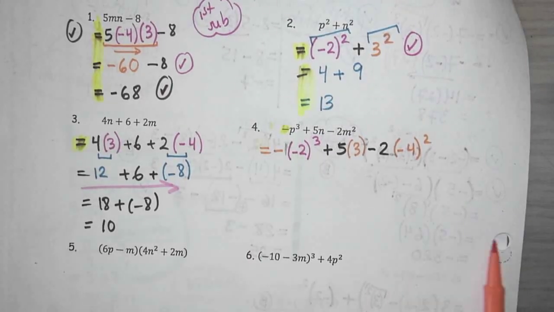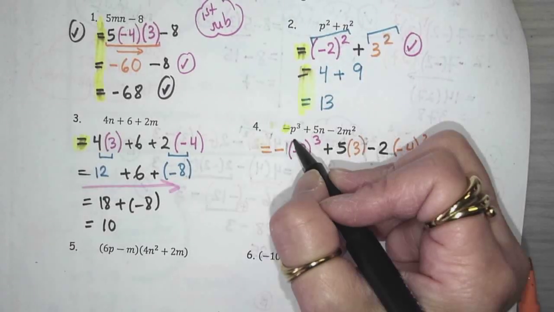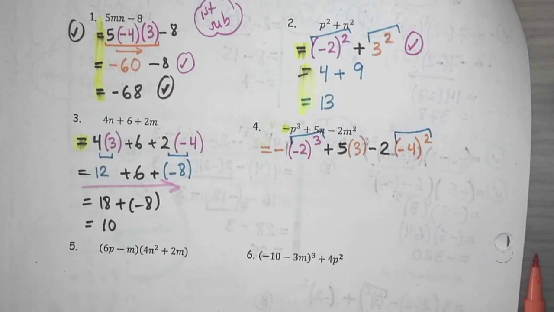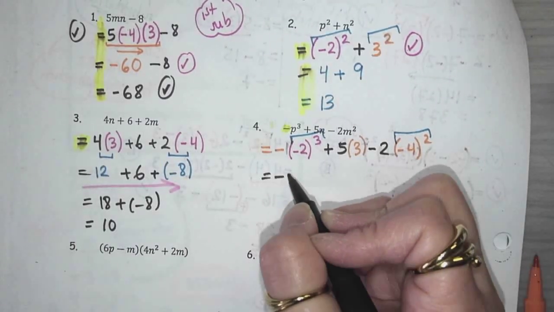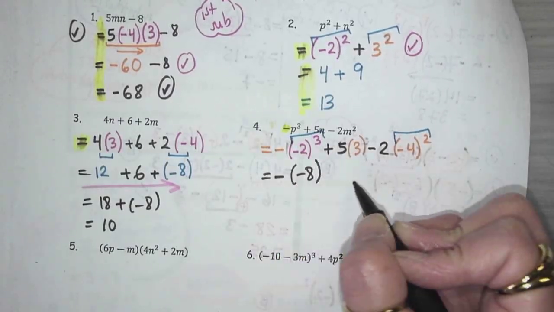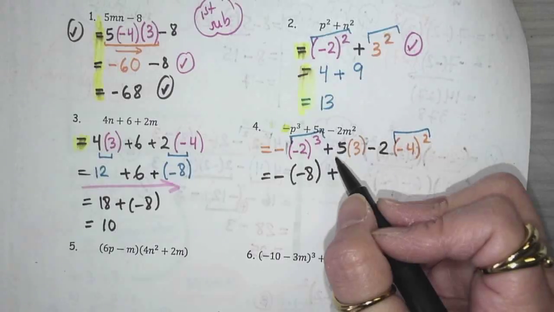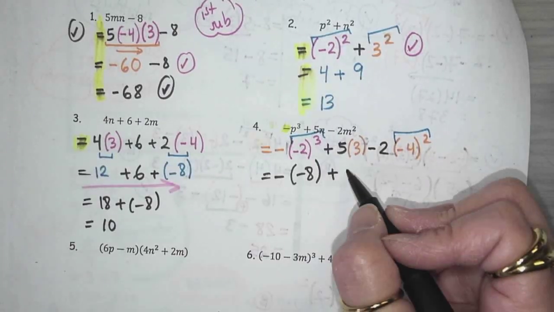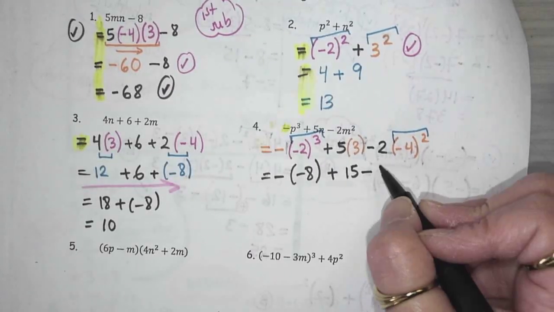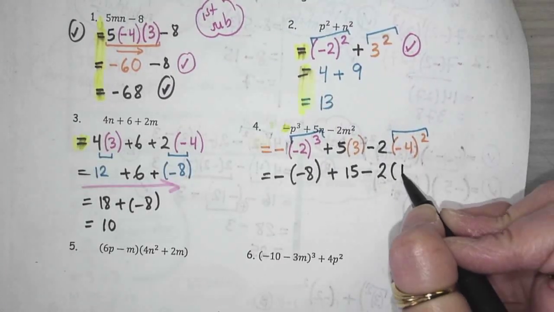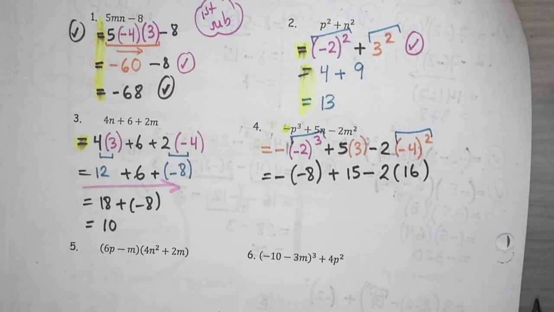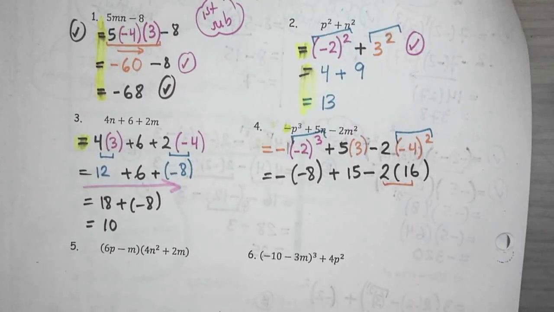Okay, so imagine that's like a 1. Now you want to do the exponents. You want to do this part, the exponent part, and we're going to go with negative, imagine a 1, negative 2 to the power of 3 is negative 8. Plus, you can do the 5 and 3 and make it 15 because it's not bothering anyone. Minus, and then negative 4 squared is 16. Not crazy, 16.